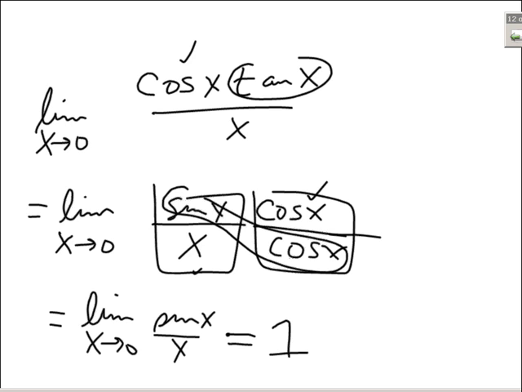Sine x over x is not 1. Sine x over x as x approaches 0 is 1. I can't stress it enough. If you have a limit that involves trig functions, and either the top or the bottom has an x, get a sine x on the other side of that division line.